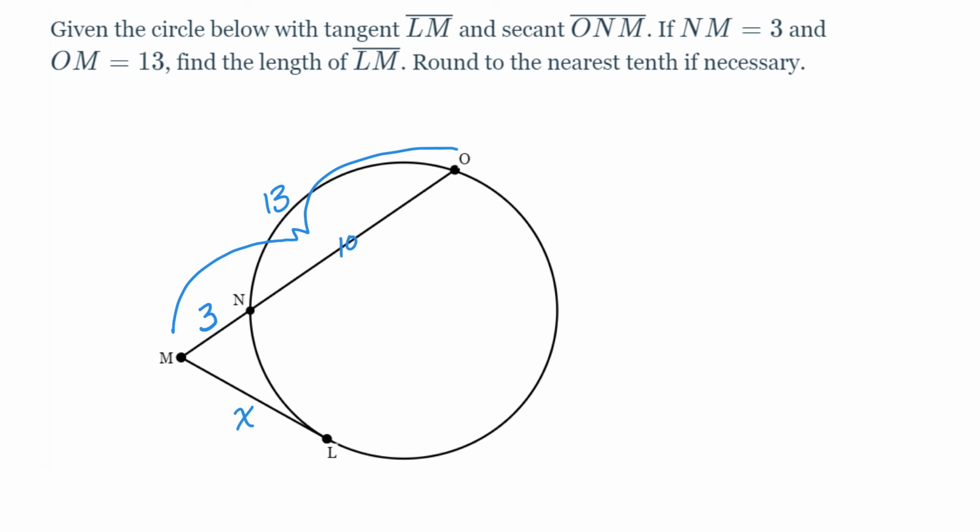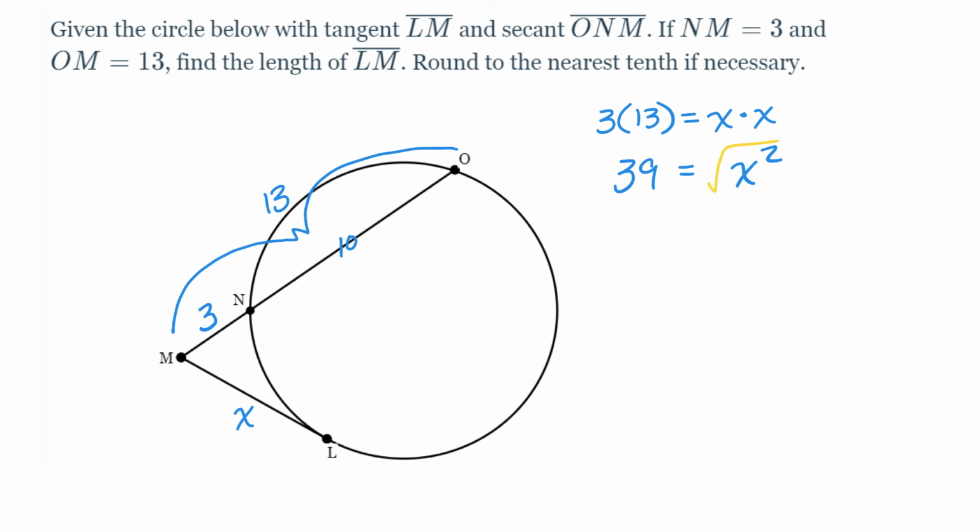So this one's just like the other one. It's just different values. The formula is still the same. We multiply the outer segment times the whole segment. 3 times 13. And on the other side, we are going to essentially do the same thing. The outer segment times the whole segment. Well, that's both the same thing, so it ends up being x times x. 13 times 3 is 39. X times x is x squared.